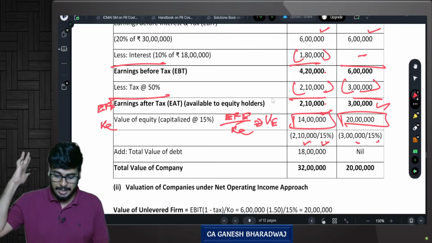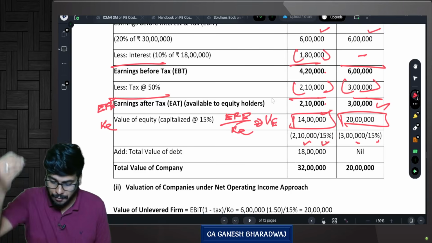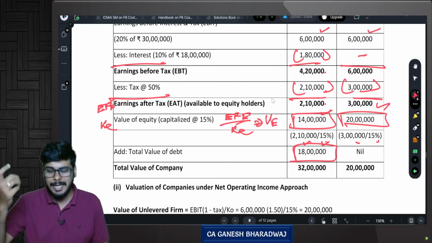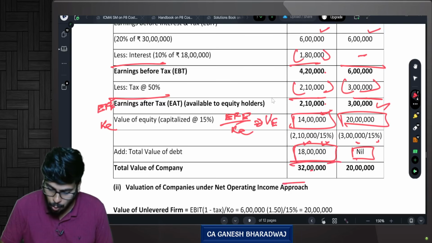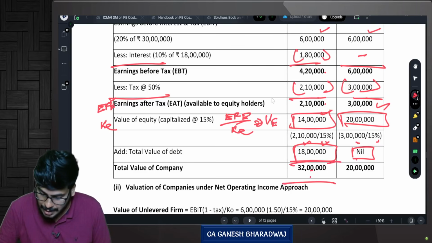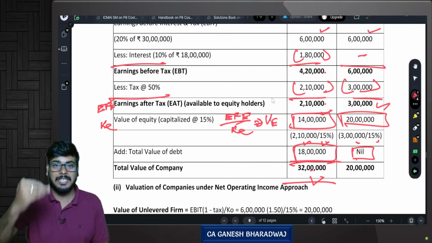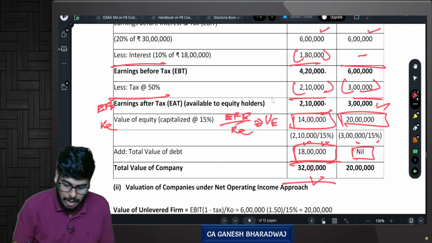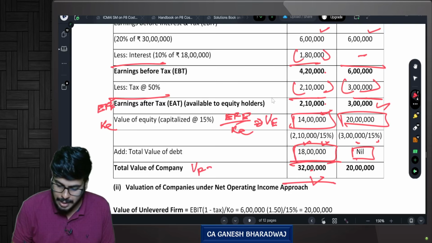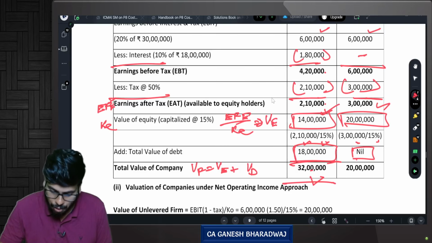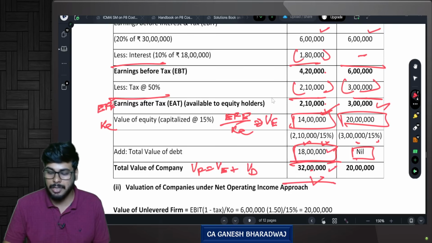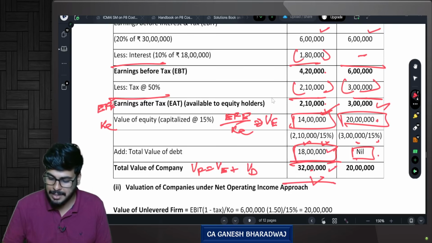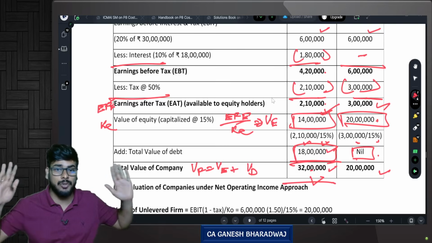Correct or not? Yes. Now, what is the value of debt? For the first company, the value of debt is 18 lakhs. For the second company, there is no debt. It's an all equity company. So, what is the overall value of the first firm? It is going to be value of equity plus value of debt. That was the first formula we saw. Correct? So value of firm is equal to value of equity plus value of debt. Value of equity is 14 lakhs. Value of debt is 18 lakhs. 14 plus 18 gives you 32. Whereas the second case is going to be 20 plus nil, which is 20 lakhs. Are you clear with this?